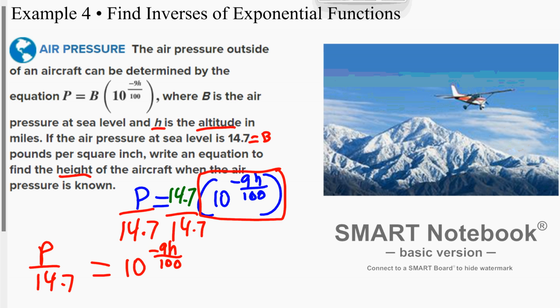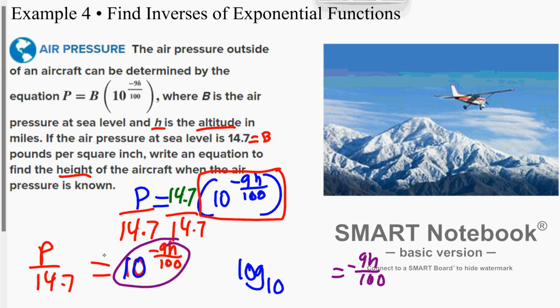So now how do I get to the exponent? Well, one way to solve exponentials is to rewrite them as logs. So my base is 10, that's going to stay my base. So log base 10, and then whatever's on the same side is no longer on the same side, correct? So this would equal negative 9h over 100, and then the P over 14.7 is going to be what I'm taking the log of.